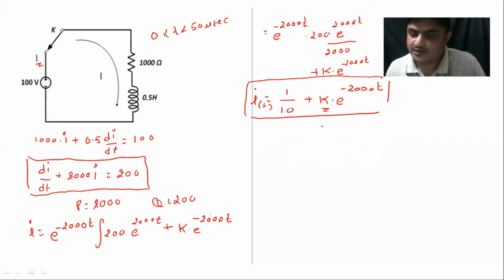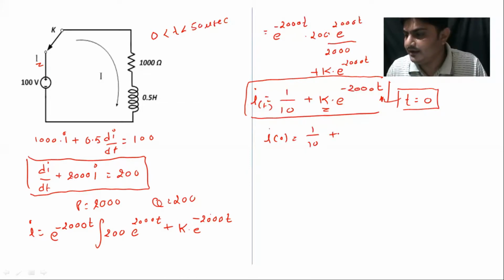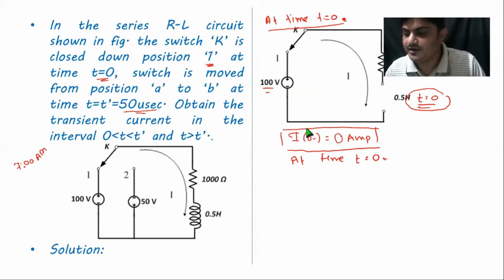Let us say I want to calculate the value of k. How can I obtain the value of k? I have to put in an initial condition. So let me consider the initial condition t equal to 0. If I put t equal to 0 in this equation, what will I get? I of 0 is equal to 1 by 10 plus k e raised to 0. I of 0 means the current flowing exactly at t equals 0. What is the condition exactly at that instant? We already calculated it.